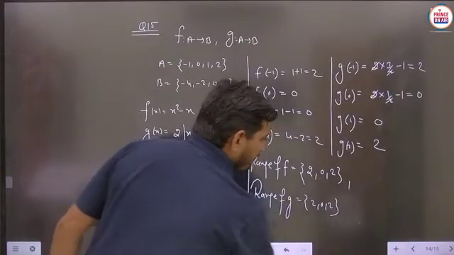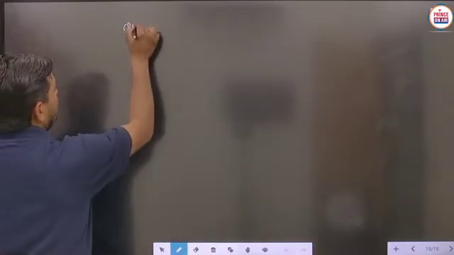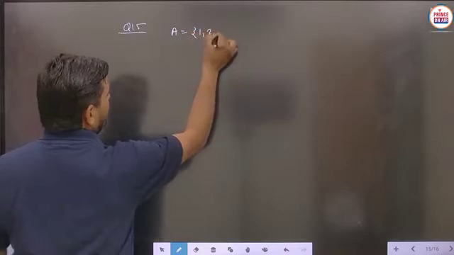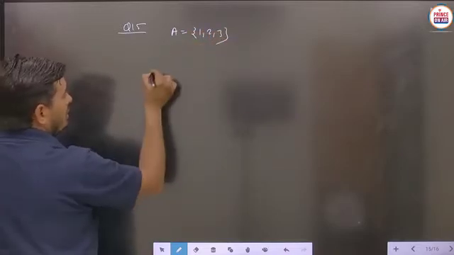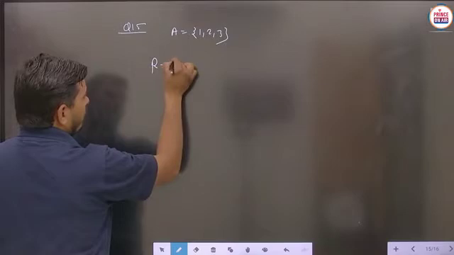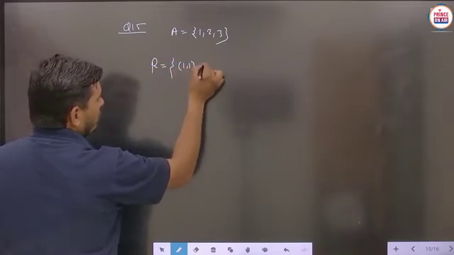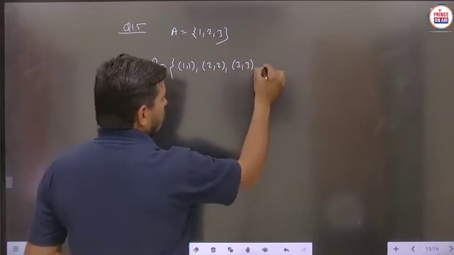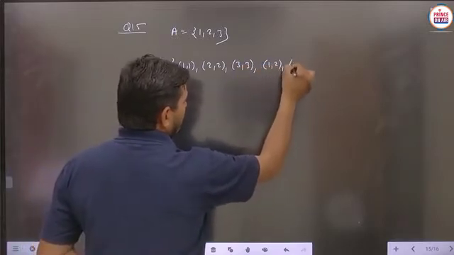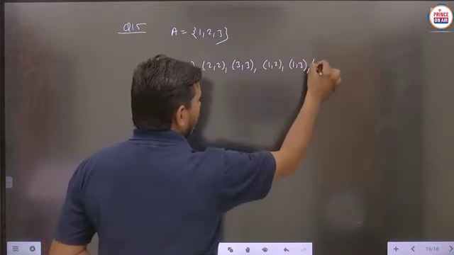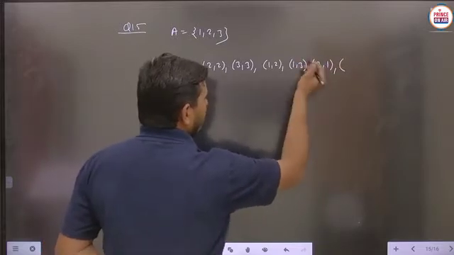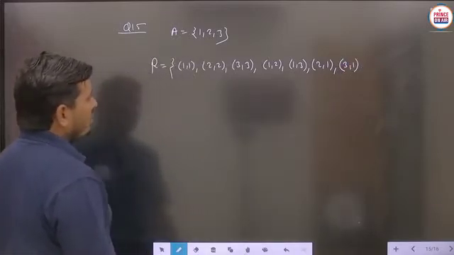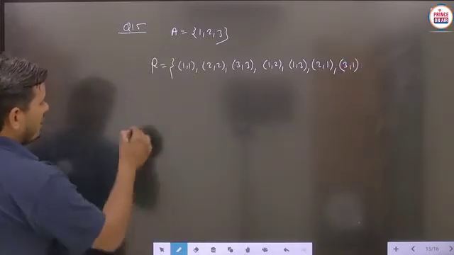Next, question number 15 is given as: suppose a relation is defined on the set A = {1, 2, 3}, and it is reflexive. Reflexive means 1 1, 2 2 and 3 3 are there. It is also given that 1 2 and 1 3 are there, so 2 1 must be there, and since 1 3 is there, 3 1 must be there. Now student, we have to calculate A cross A.